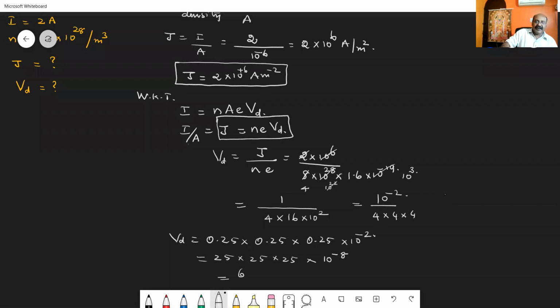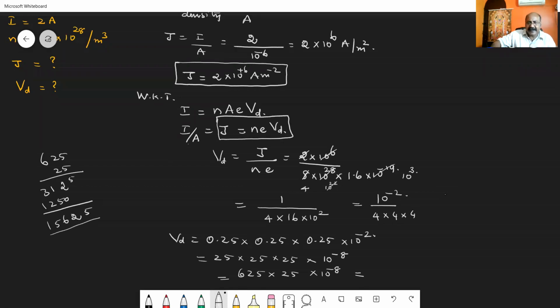Multiply 25 into 25, it is 625. Again, into 25, into 10 to the power of minus 8. So you can multiply 625 into 25: 5 into 5 is 25, 2, 5 into 2 is 10, 12, again 1, 30 plus 1, 31. Then 625 into 2 is 1250. You just add, you will be getting 5, 2, 6, then 5, then 1. So I can get the answer as 1, 5, 6, 2, 5, into 10 to the power of minus 8 meter per second.